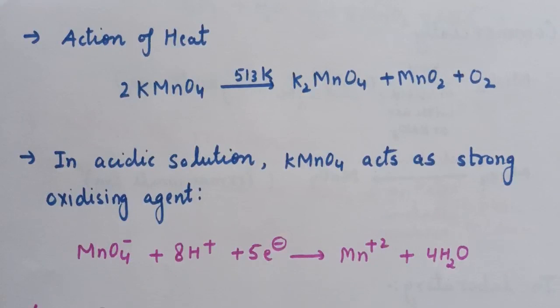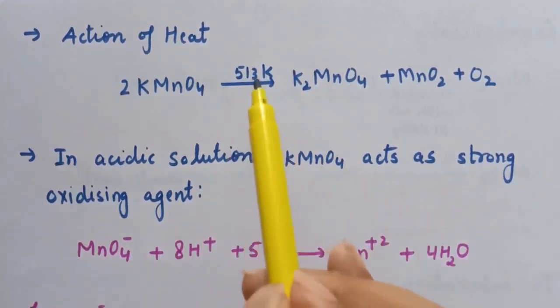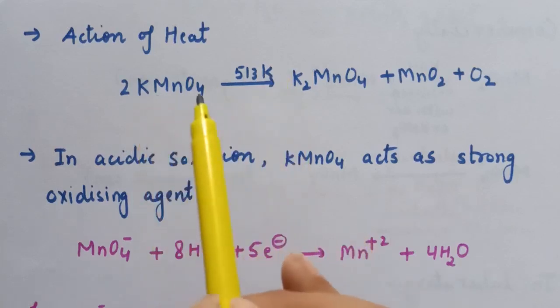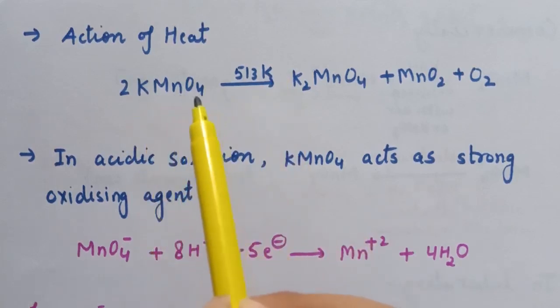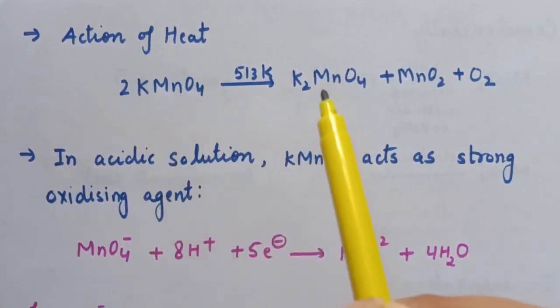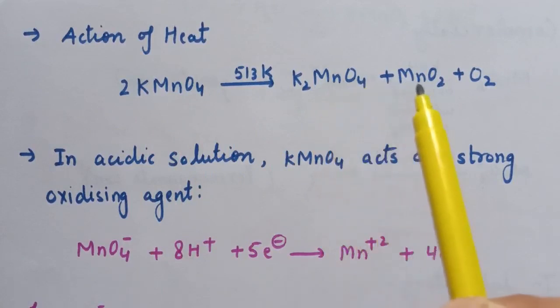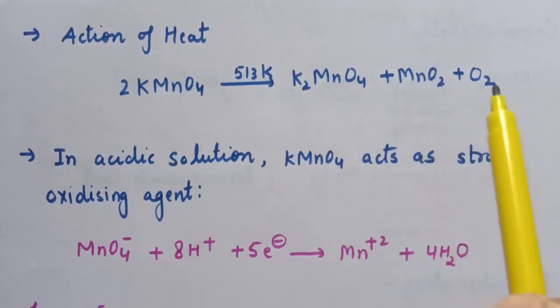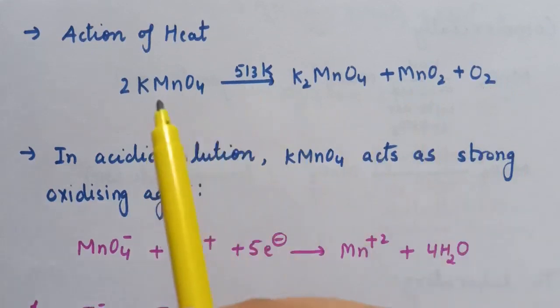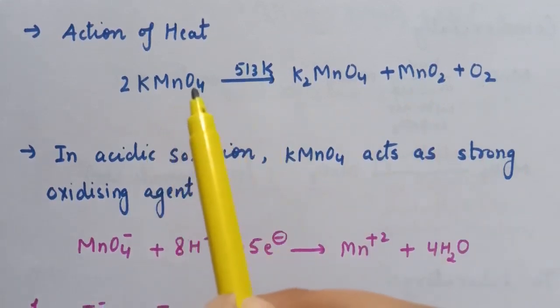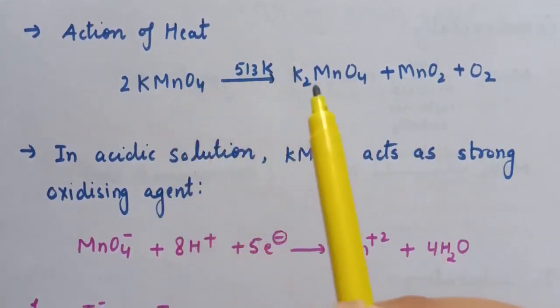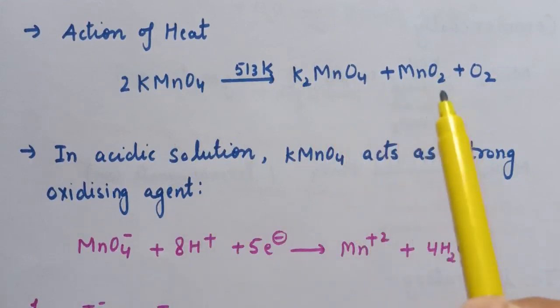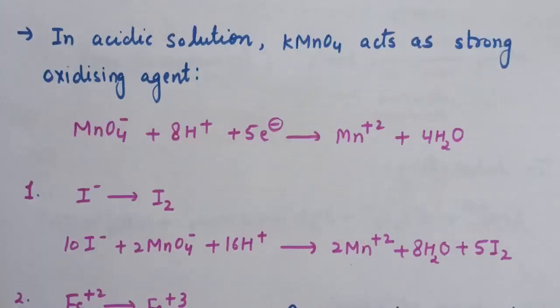KMnO4 is not very soluble in water, and when we heat at 513 Kelvin, this potassium permanganate decomposes and it will give potassium manganate, K2MnO4, and MnO2, that is manganese dioxide, and oxygen gas will release. So this is the action of heat on potassium permanganate. It will give K2MnO4, MnO2 and oxygen.